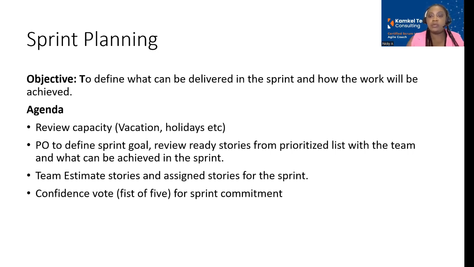So the product owner will pull the stories from the prioritized list, and the team will review each story one by one, right, to make sure that they don't have any other questions. If they do have additional questions, they can ask the question during that time. Once they review the story, if there is a story that has not yet been estimated, the team can go ahead and estimate that story during the sprint planning meeting as well.